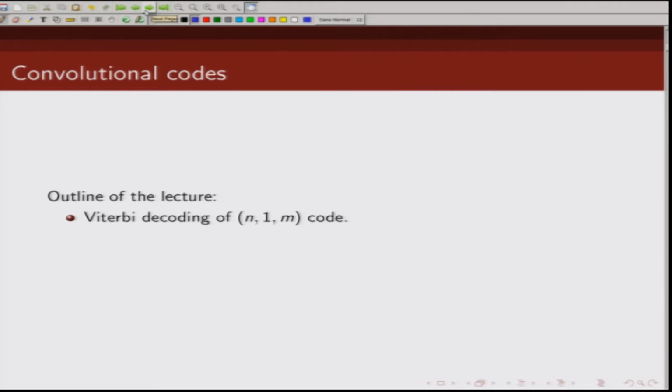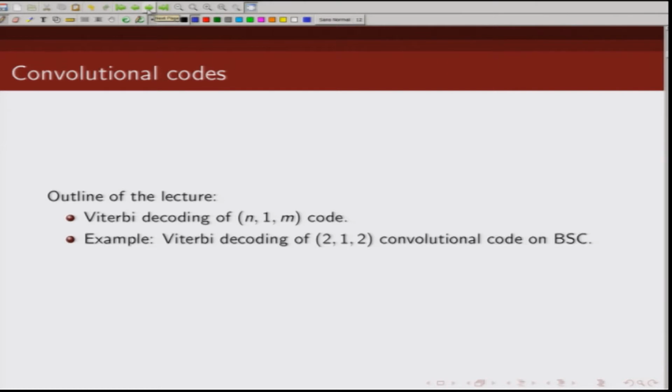So, we are going to illustrate Viterbi decoding of a rate 1 by n convolutional code whose memory order is m, and we are going to illustrate this decoding using a simple example of rate 1 by 2 convolutional code whose memory order is 2. In other words, it has 4 states, and we are going to assume that our transmission medium channel is a binary symmetric channel.